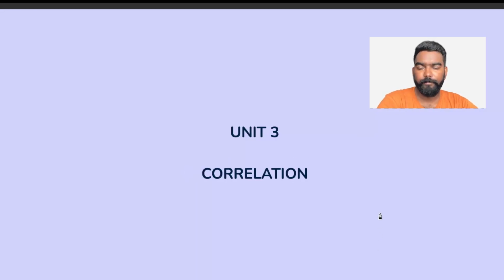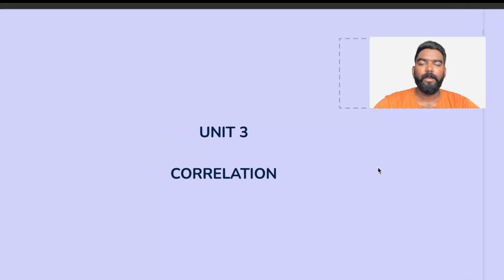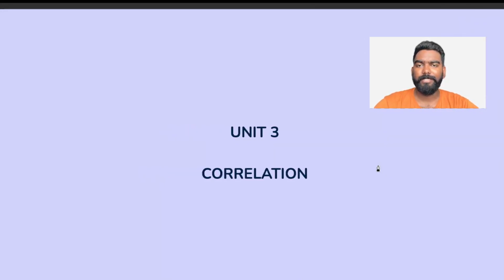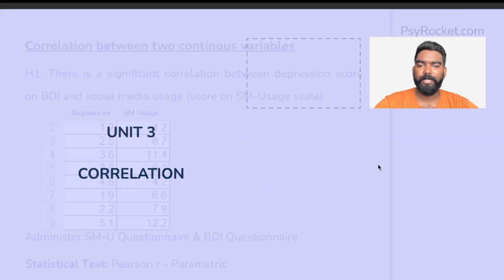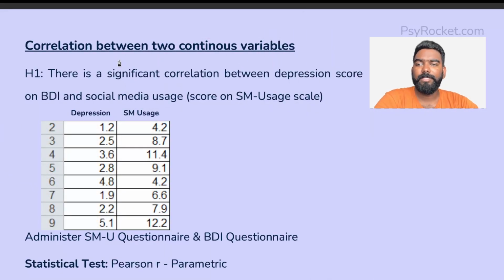Now coming to correlation. I hope you already know what correlation is. You will test for strength of association and direction between two variables. You want to see correlation between two continuous variables. The reason I have specifically mentioned continuous variables is we will also see nominal and nominal variables.